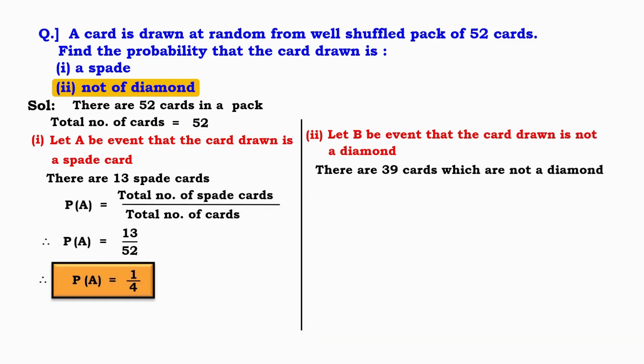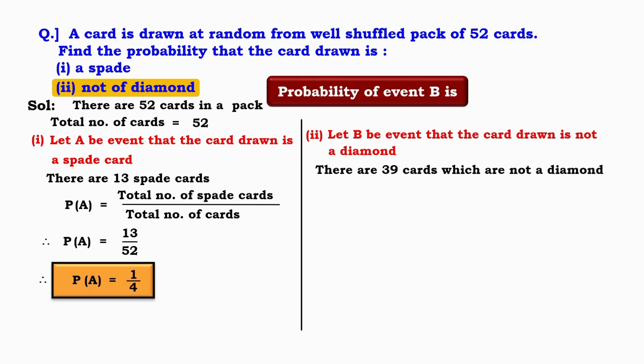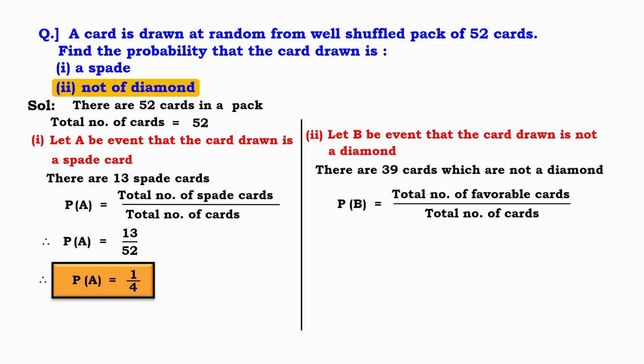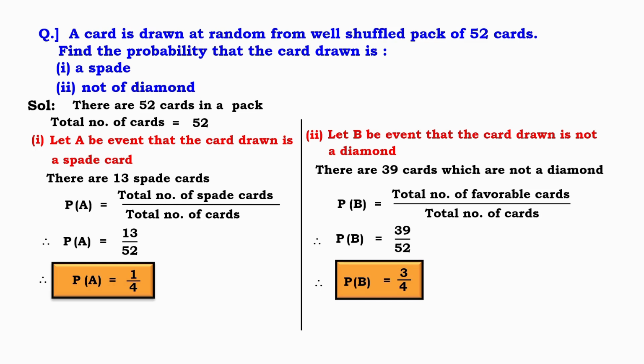Now here they have asked that the card should not be a diamond. That means the drawn card will not be a diamond. So if we subtract 52 minus 13, we will get the cards that are not diamond. So that means there are 39 cards which are not diamond. So the probability of event B is equal to the total number of favorable cards divided by the total number of cards, that is equal to 39 by 52. If we simplify, we will get 3 by 4.